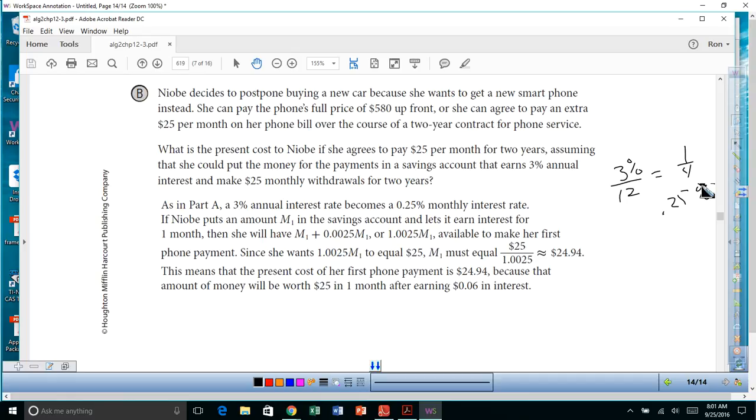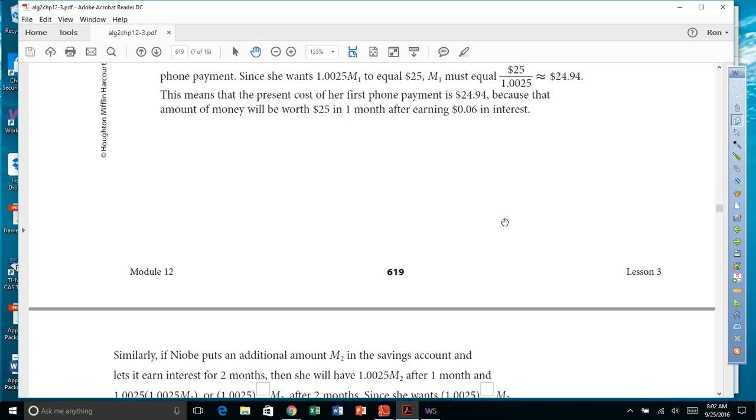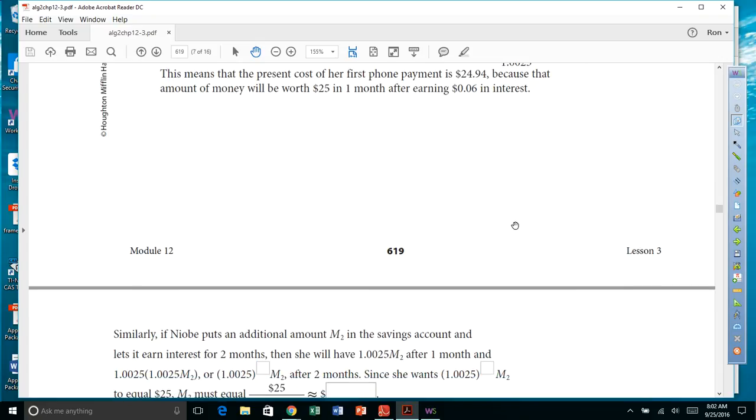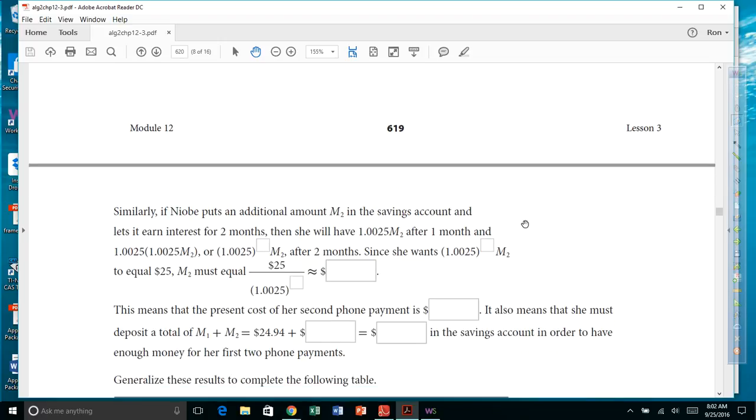This means the present cost of her phone payment is $24.94, because that amount of money will be worth $25 in 1 month after earning 0.06, or 6 cents, in interest.